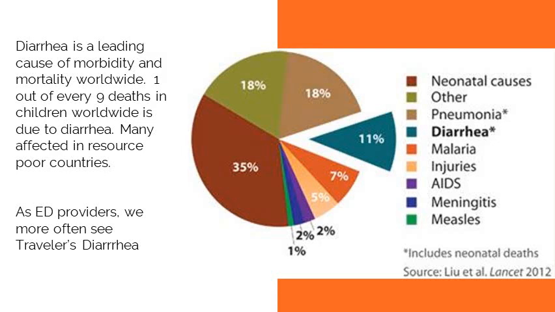So why are we worried about diarrhea? Diarrhea is a leading cause of morbidity and mortality worldwide. According to the CDC, 1 out of every 9 deaths in children worldwide is due to diarrhea. Oftentimes, these patients are in resource-poor countries. As ED providers in the United States, we're going to see diarrhea present often as traveler's diarrhea, so patients who have recently traveled or come from endemic areas, which we will talk about as well.